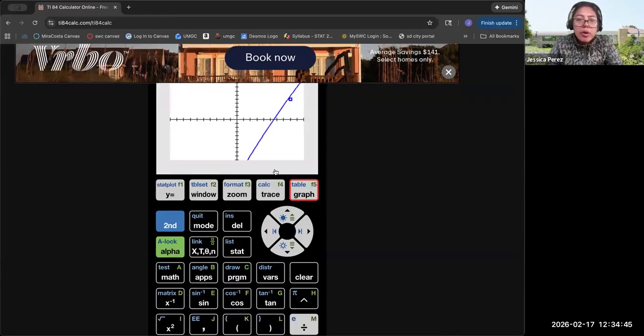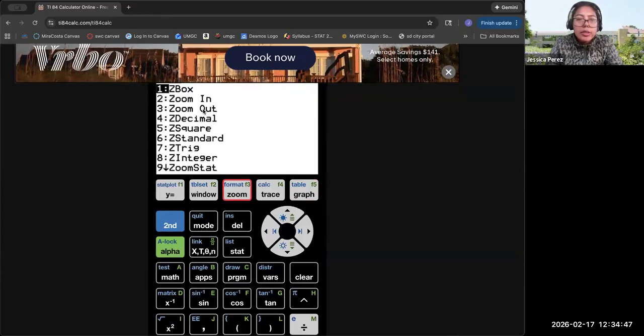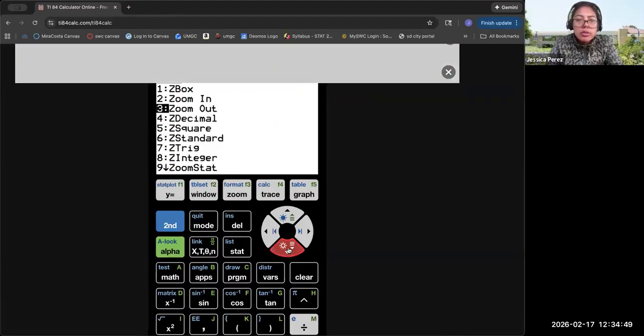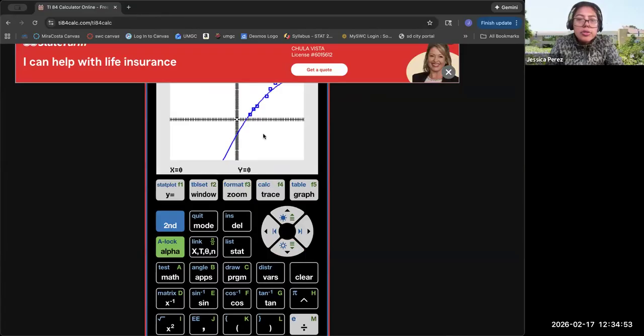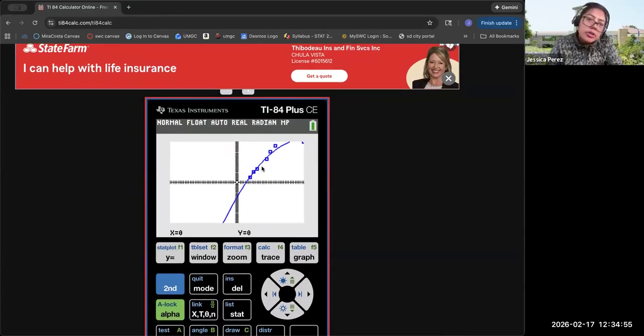So see how you only see a part? So you want to zoom out a little bit. So 3, 2, zoom out and hit enter, enter. See how you're zooming out and there's a little bit more. So you want to move your window a little bit more to that right side.